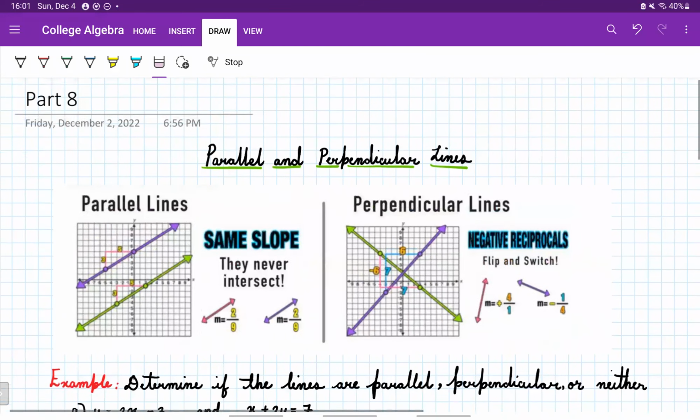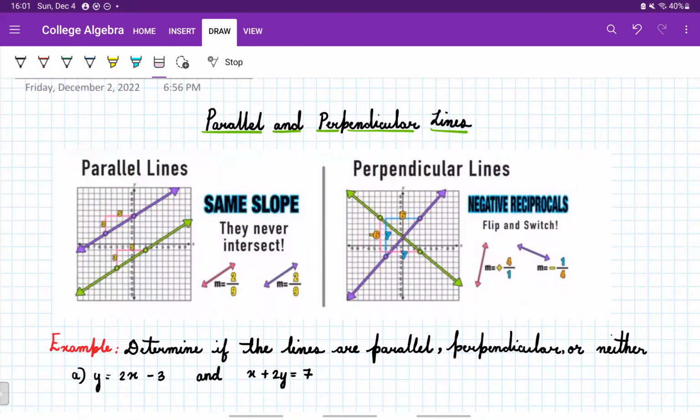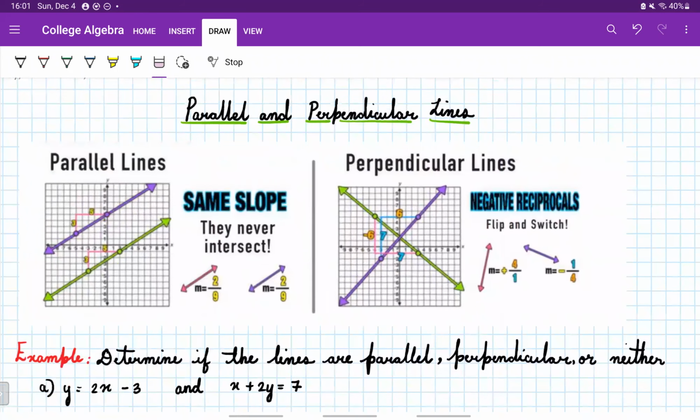Hello everyone, this is video 8 in the college algebra series, and today I'll be talking about parallel and perpendicular lines. So here in the figure we have parallel lines on the left and perpendicular lines on the right. As you can see, parallel lines never meet and perpendicular lines intersect once, and the angle at which they intersect is a right angle, so you have the angle is 90 degrees.